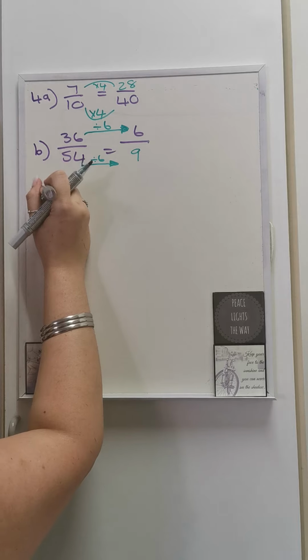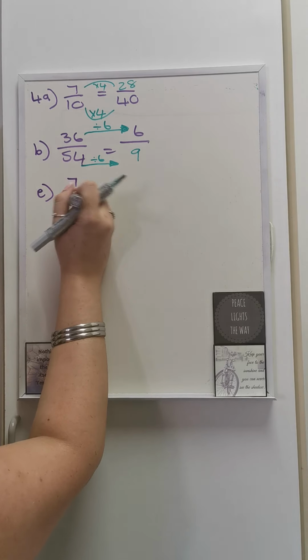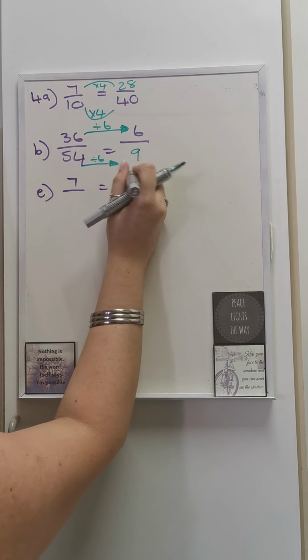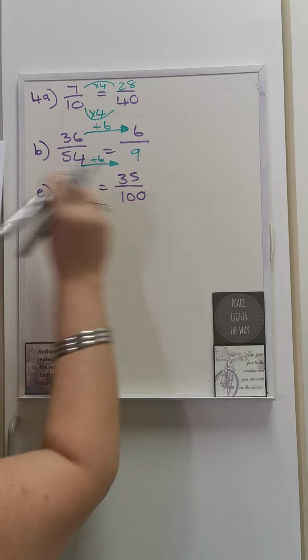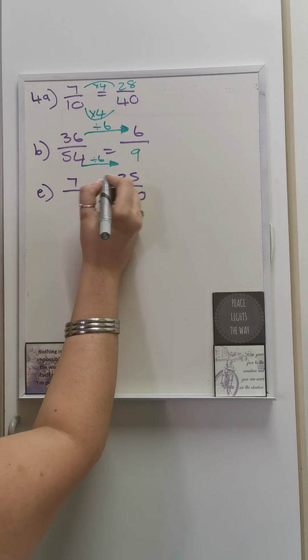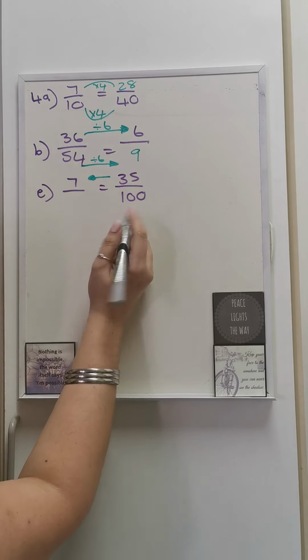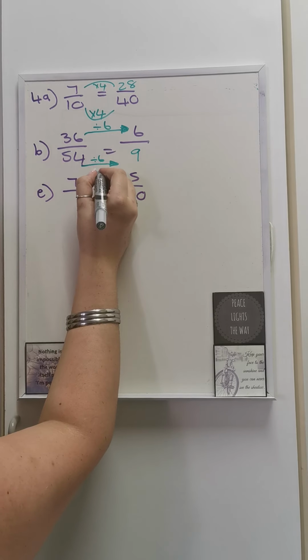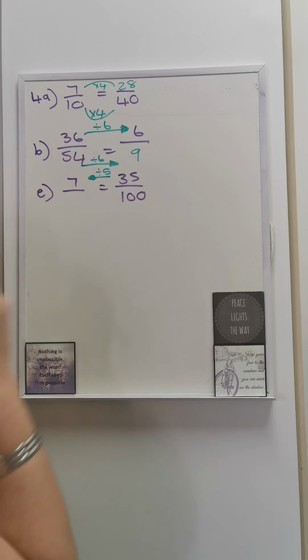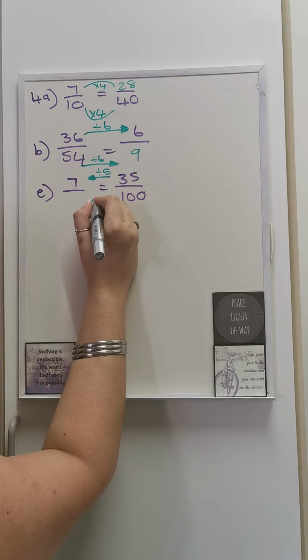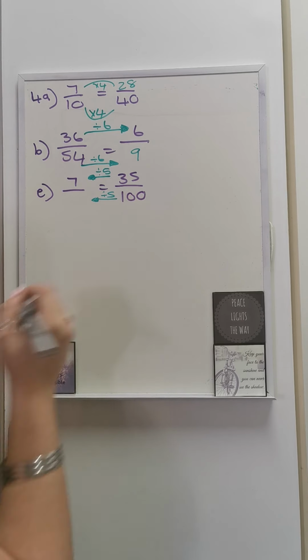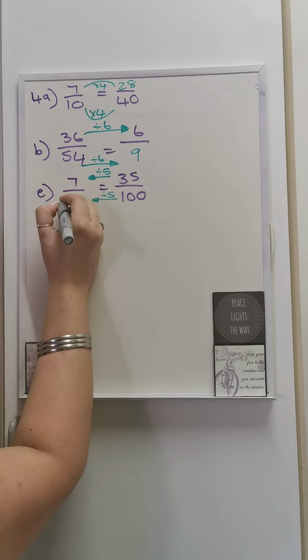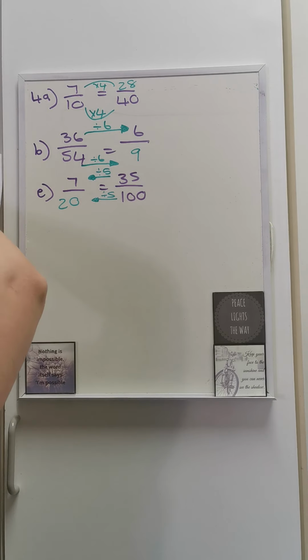Okay, then number E, 7 over something equals 35 over 100. What happened from 35 to go to 7? 35 going to 7, I divided by 5. So that means 100 to that side, I also have to divide by 5. So it will give me 20.